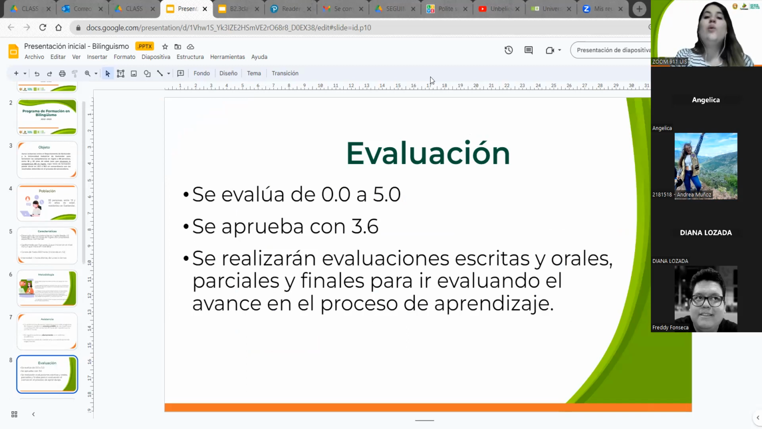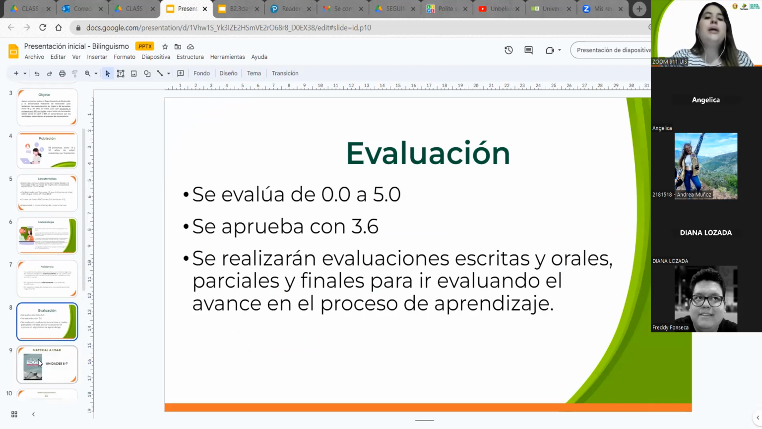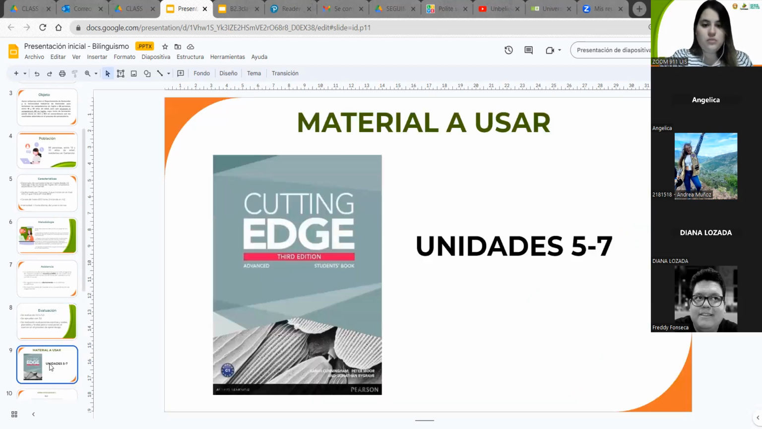Todo esto se mantiene, no hay nada diferente a los ciclos anteriores. Vamos a tener unas actividades en clase que las voy a evaluar como parte de nuestro porcentaje de la nota. Ya también vamos a mirar esta parte de los porcentajes y demás. Pero recordemos que la nota mínima aprobatoria es de 3,6. Materiales a usar: el libro Cutting Edge Third Edition Advanced, unidades 5, 6 y 7. Este ciclo vamos a trabajar 3 unidades, ¿ok? 5, 6 y 7.